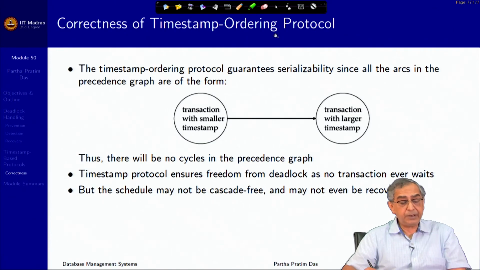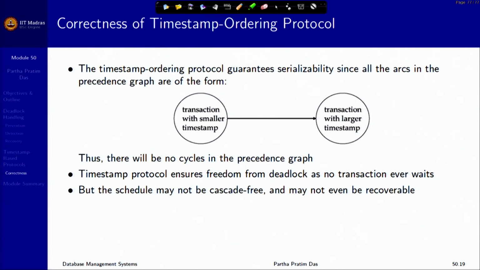So, this time based protocol guarantees serializability, because all the dependencies are such that a transaction with smaller timestamp is dependent for something on a transaction with larger timestamp. So, there cannot be any cycle in this precedence graph, and that ensures freedom from deadlock as no transaction ever waits. But this schedule may not be cascade free. In fact, there are instances where it is not even recoverable. So, those are some of the other perils that you come across here.